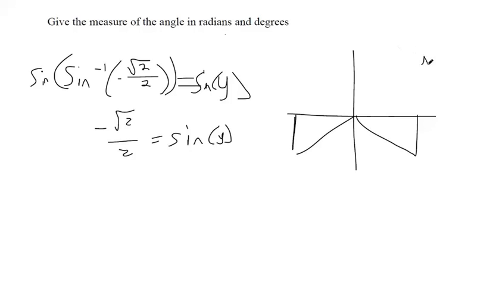A quick mnemonic device students use is "All Students Take Calculus." All are positive here. Just sine's positive here. Just tangent's positive here. And just cosine's positive here. But you don't have to do it that way. You could do it the way I just did it.